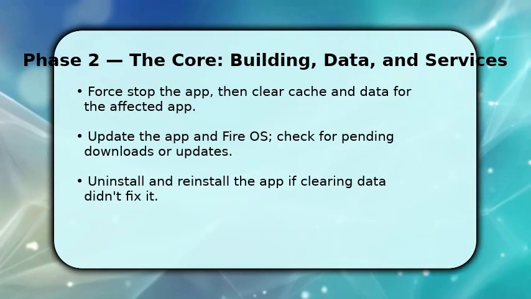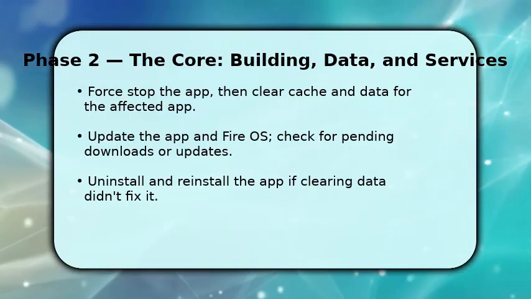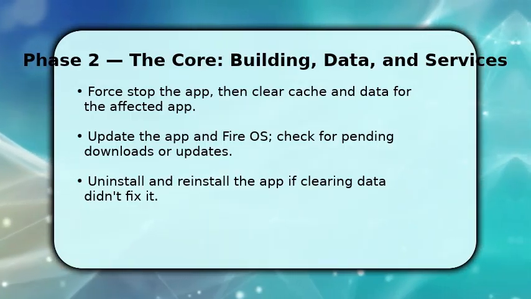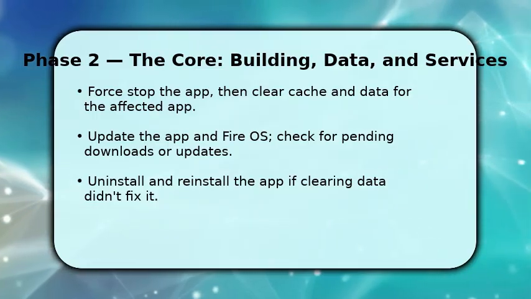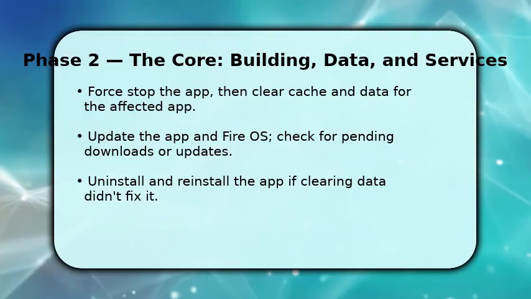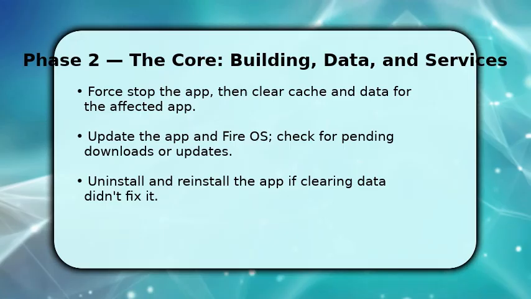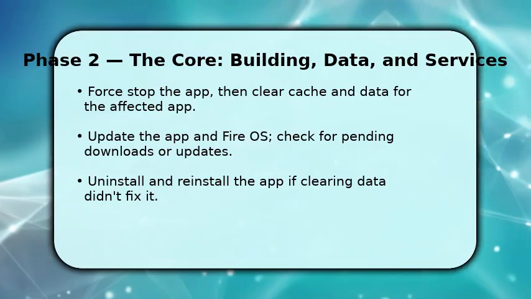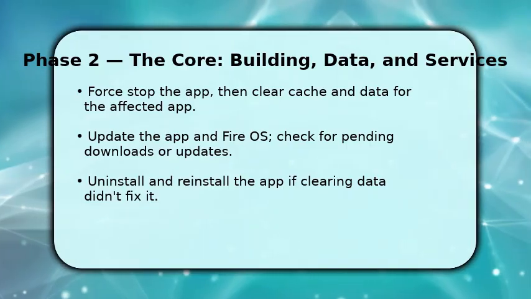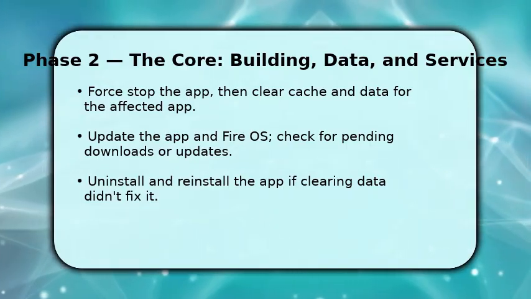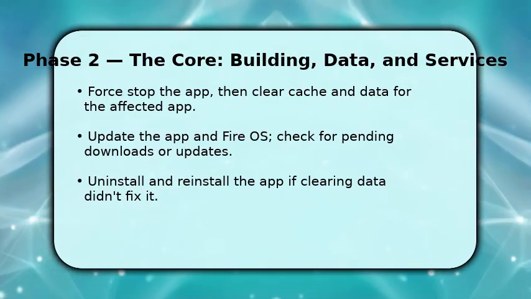Next, you focus on the app because corrupted cache or outdated code often triggers playback failures. Force stop the app immediately to end any hung processes, then clear cache. If that doesn't work, clear app data to reset settings. After that, update both the app and Fire OS. Compatibility fixes frequently arrive in updates. If problems persist, uninstall and reinstall the app. This replaces broken files. Make sure to sign back in and test a short clip to confirm playback before continuing.